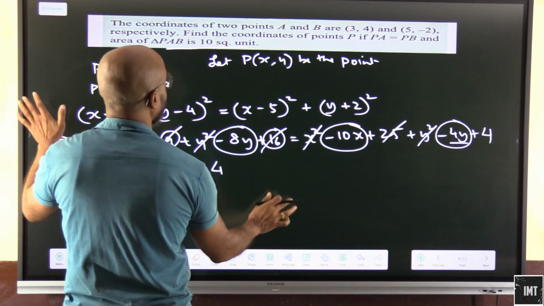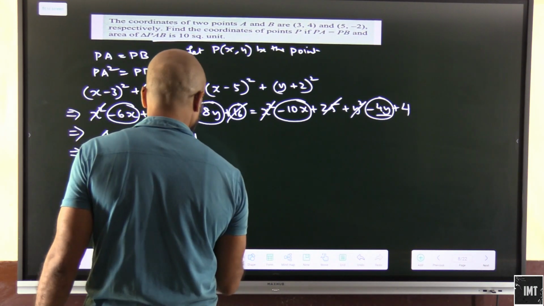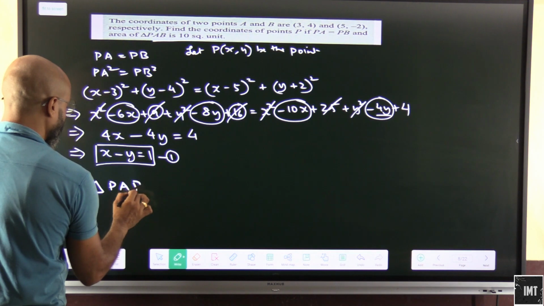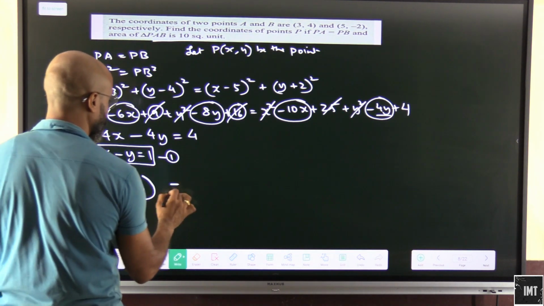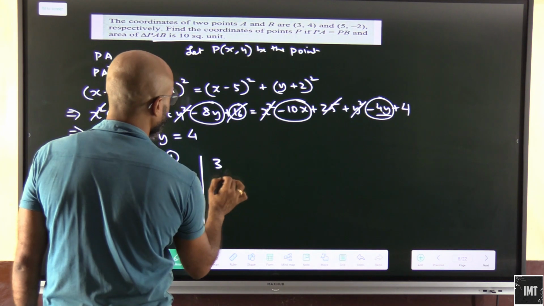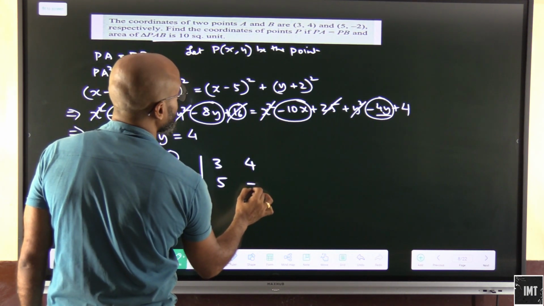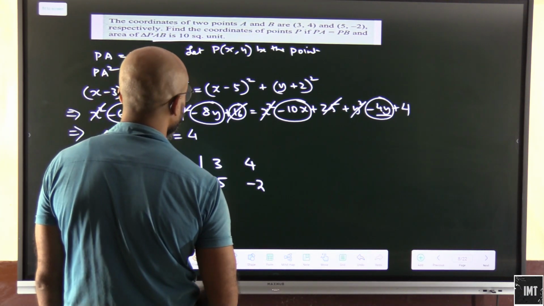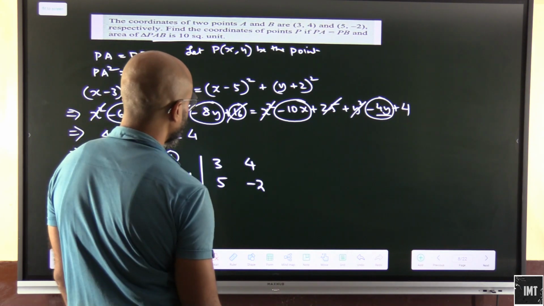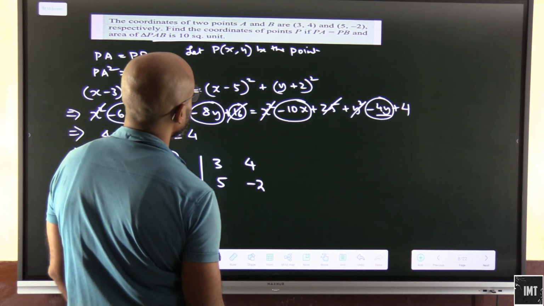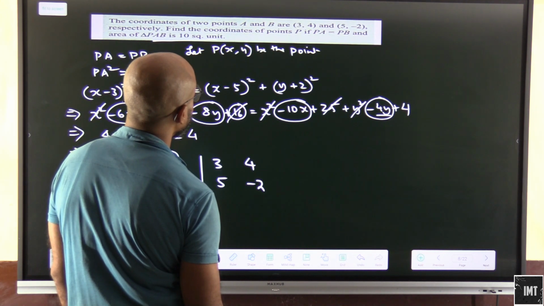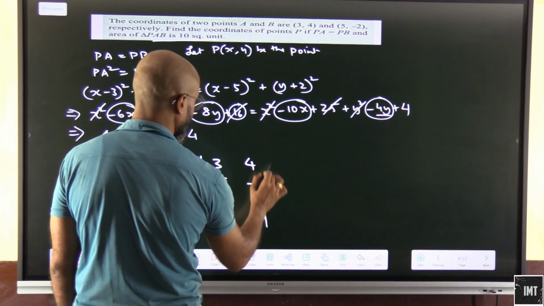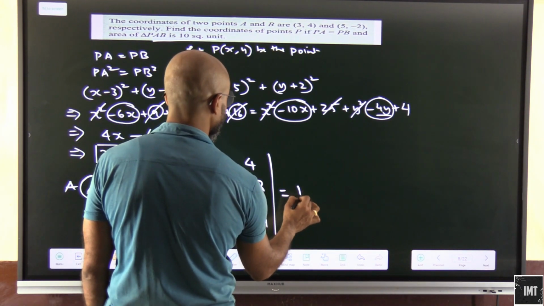So in this case, the area of triangle PAB will be half of the determinant with rows (3, 4), (5, -2), (x, y), and again (3, 4). This is 10 square units.